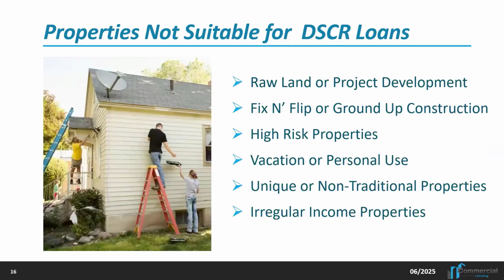Well, this is very important. We have to know which kind of properties won't be suitable for DSCR loans. Those could be raw land or project development, fix and flip or ground up construction. Of course, high risk properties won't be eligible for that. Vacation or personal use, any properties that are unique or non-traditional, and irregular income properties, of course. This kind of properties won't be suitable for DSCR loans.